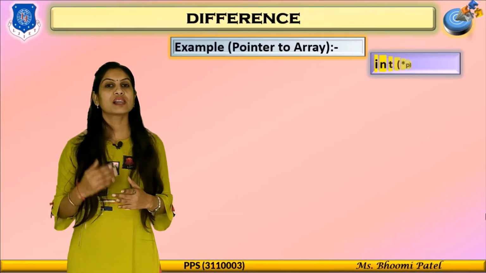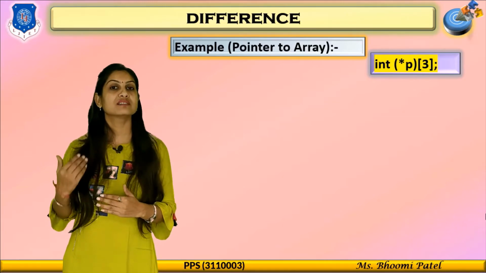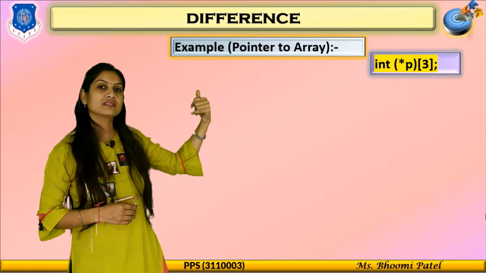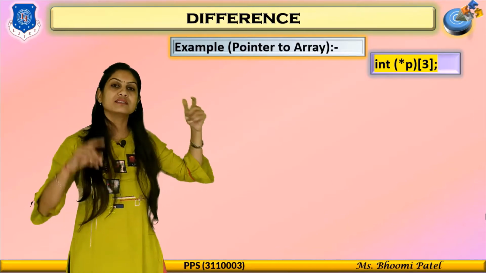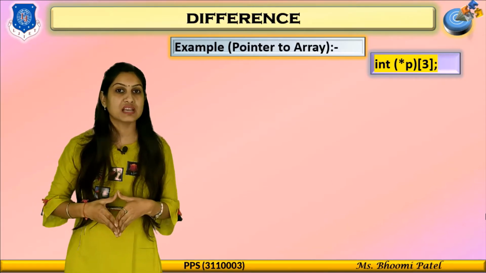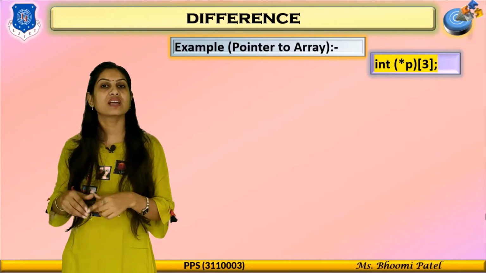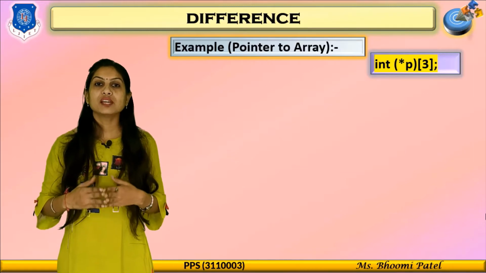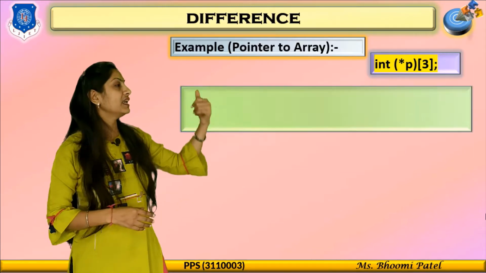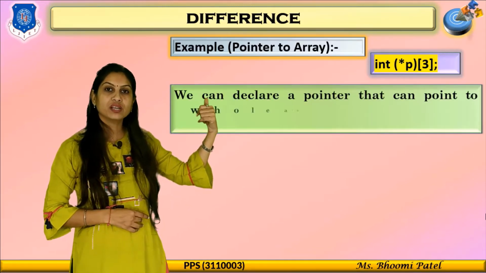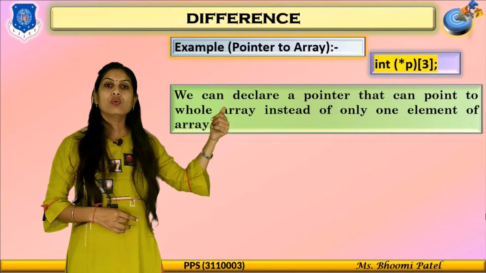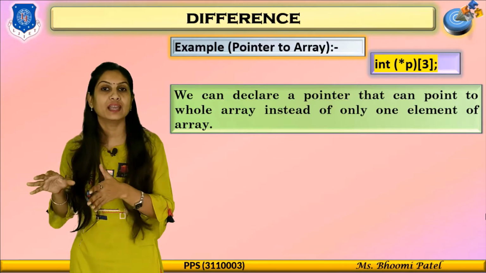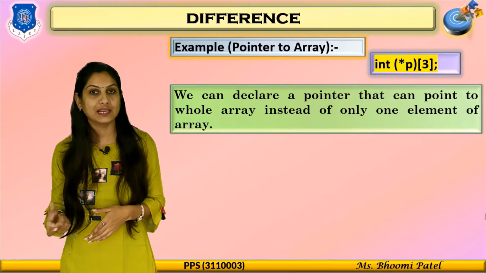As you already know the concept of these two, pointer to array has syntax like int, inside round brackets star p, and then we specify the size, that is 3. Clear? So what is the meaning of this statement? P is nothing but a pointer to array. How? P is a pointer that points to the whole array instead of one single element.